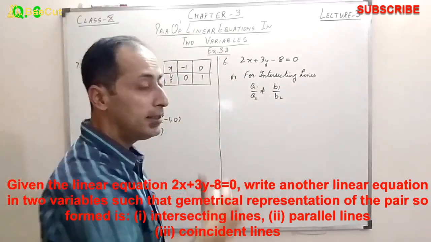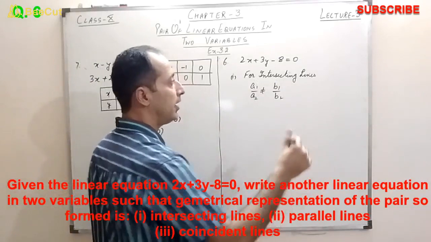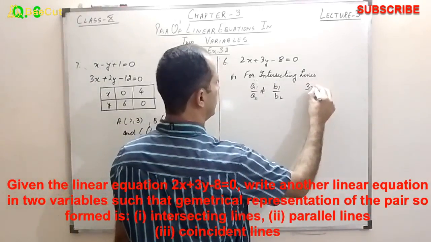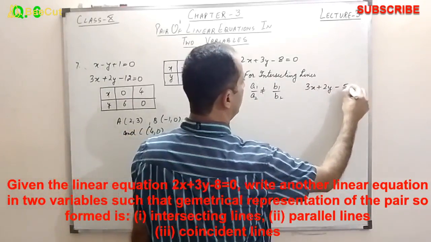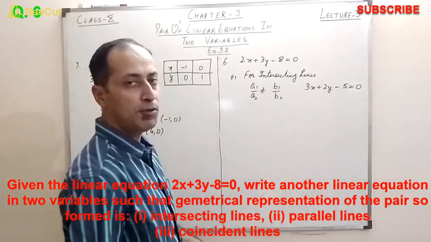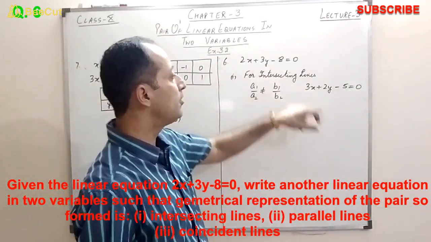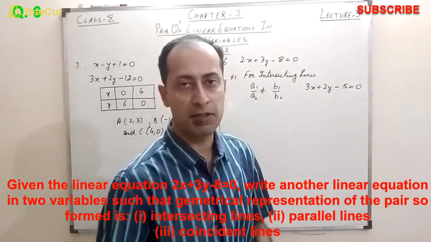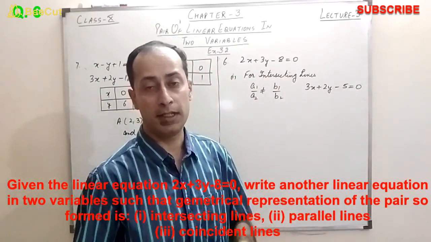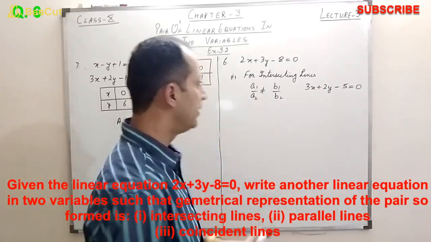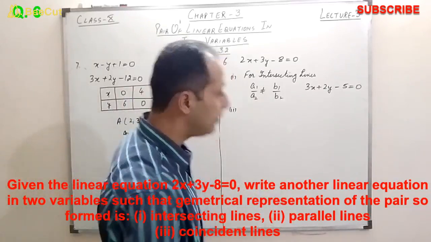right? So in that case, you can take any equation where these two ratios are not equal. Suppose I write the equation 3x plus 2y minus 5 equals 0. If you see clearly, a1 by a2 is 2 by 3 and b1 by b2 is 3 by 2. You can take any other equation also where these ratios are not equal, right? Then in the second part they say we require parallel lines.